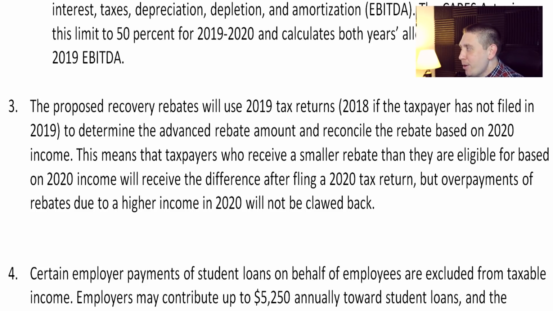This means that taxpayers who receive a smaller rebate than they are eligible for based on 2020 income will receive the difference after filing a 2020 tax return. But the overpayments of rebates due to a higher income in 2020 will not be clawed back. So you might get more or less depending upon your income fluctuations, but neither will it be clawed back for tax purposes. You don't have to worry about paying tax on this particular rebate. It's an advanced refundable tax credit.